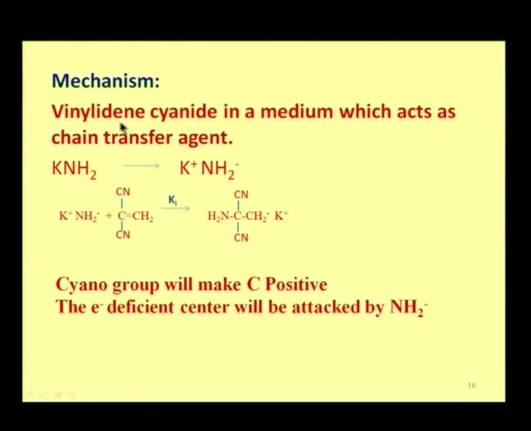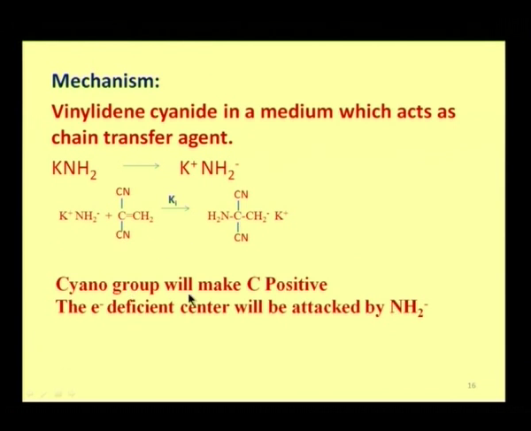Now, let us go into the mechanism of anionic polymerization. Let us take the case of the monomer vinylidene cyanide in a medium which acts as a chain transfer agent. Let us take the catalyst KNH2, which is available as a complex like this, K+ NH2-. When this attacks your monomer molecule, vinylidene cyanide with a double bond here, it undergoes an initiation reaction with a rate constant Ki to give a complex like this, NH2CH2C(CN)2- K+. That means this minus has been transferred to this carbon, and this carbon becomes a carbanion.